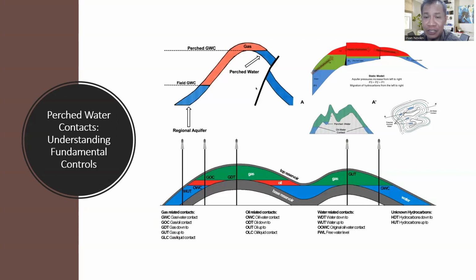So today's occasion, over the next 30 minutes, I would like to talk about an introduction to the concept of perched water contact, referring to the phenomenon of water entrapment behind a barrier during the migration of hydrocarbon in a reservoir. Actually, this phenomenon leads to a locally elevated free water level or hydrocarbon water contact position. And I put the title: Fundamental Control of Perched Water Contact, a Review.